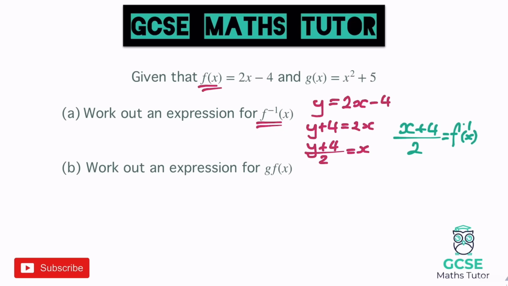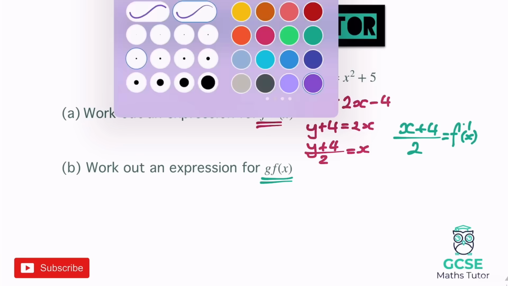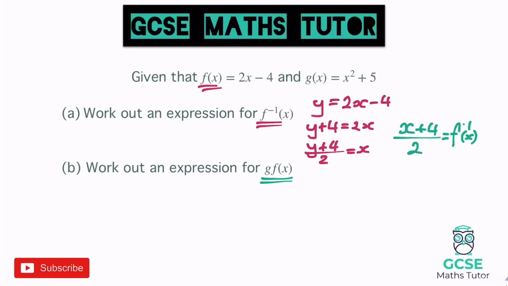It says work out g(f(x)). So you could be asked to put a number in. This isn't actually asking us to put a number in. It's saying g(f(x)), which means I have to sub one of the functions into the other. So if you read this, it means what is the function of g when you put f into it? So what is g when you put f into it? Well, g's up here. So all we've got to do is put f into it.